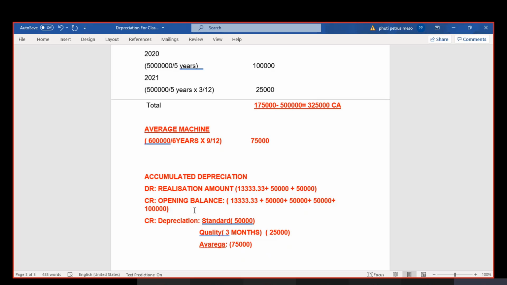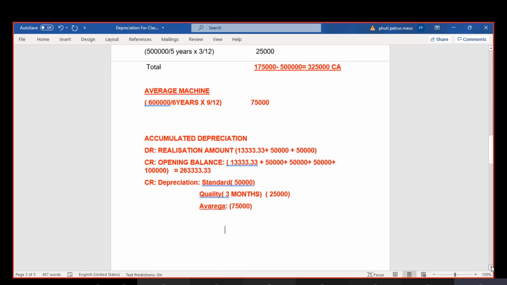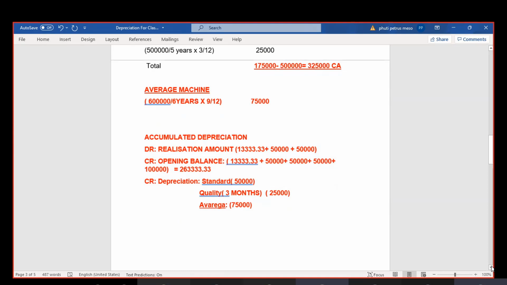I'm going to be busy with the opening. Somebody, can you do the credit depreciation, standard, quality and average? I just want all of this so that we just work on time. 50,000 plus 50,000 plus 50,000, plus 100,000 rands. Okay, so here my total is, let me see, 263.33. Right, anybody who's got a total here? Anybody got a total on the credit depreciation part? But see, I'm getting a different one on the opening balance for the one that you put credit on. You got 263 and I've got 383. Okay, let me just see.